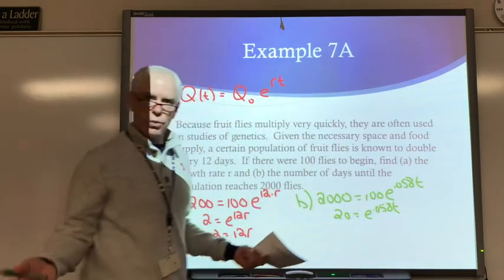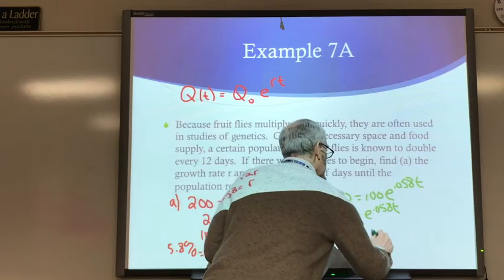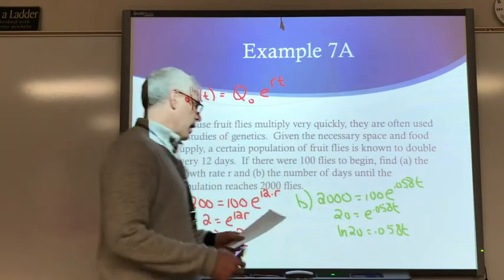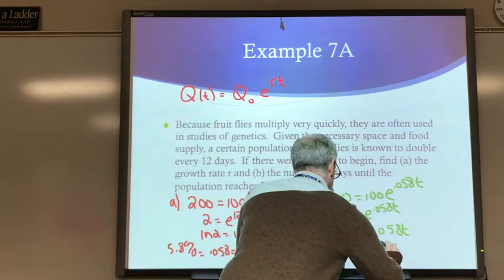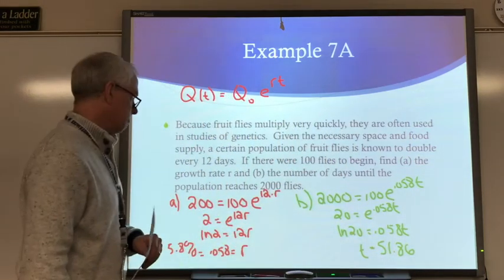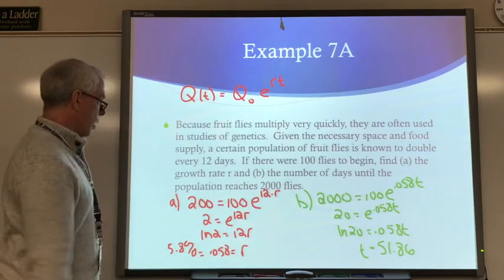I have an exponential, so I need a logarithm to undo that. So this side's going to be the log of 20, and on this side I'm going to get 0.058t. And if I divide both sides by that 0.058, I get t to be 51.86. Okay? So that's how you can do an exponential growth problem.